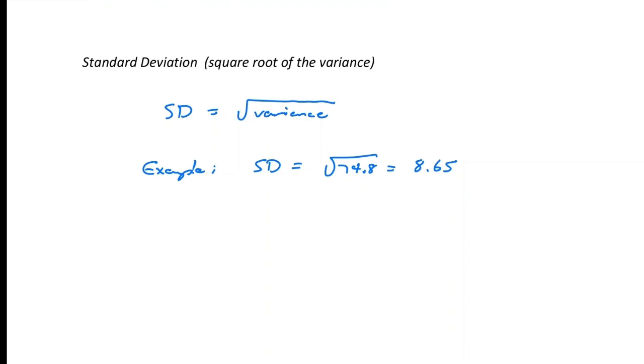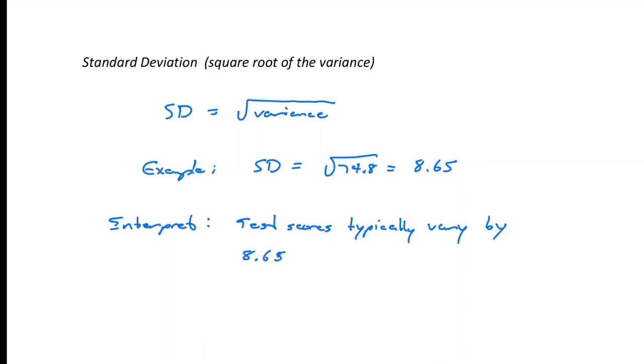So, for example, in this case where we get a standard deviation of 8.65, if I was to interpret this in the context of the problem, I would say something like this: test scores typically vary by 8.65 points from the mean score of 84.